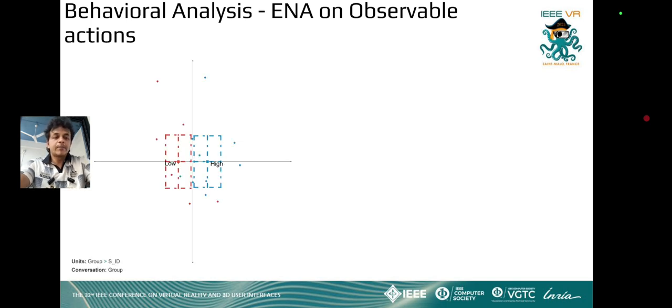Behavioral analysis using epistemic network analysis. So this is the network space in which the smaller circles, the smaller dots, show the distribution of behavior of the participants. The distance between the dots shows how similar their behaviors are. The central square box indicates the mean of the behaviors of the learners of the particular group. The dotted box indicates the confidence interval.